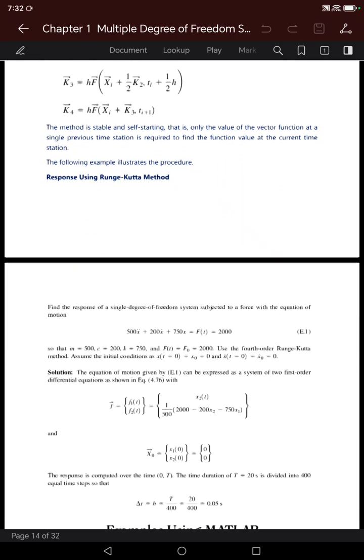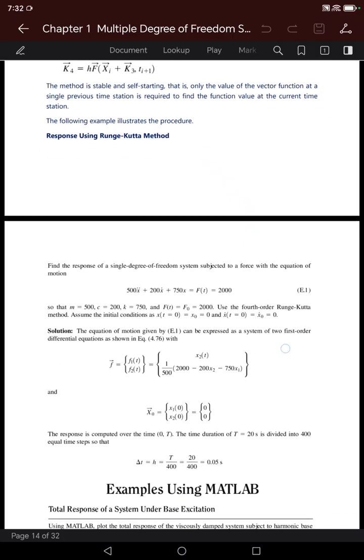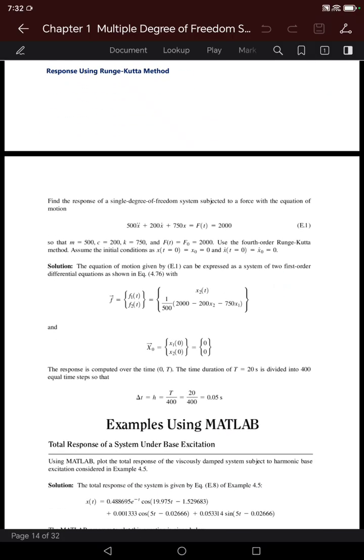And then here they say respond using the Runge-Kutta method. They say find the response of the single degree of freedom system subjected to a force with the equation of motion. So here we are given the equation of motion, which is 500 x double dot plus 200 x dot plus 750 x is equal to 2000, okay. The 500 is mass, 200 is damper, and 750 is spring k, and then we have the force, which is 2000.